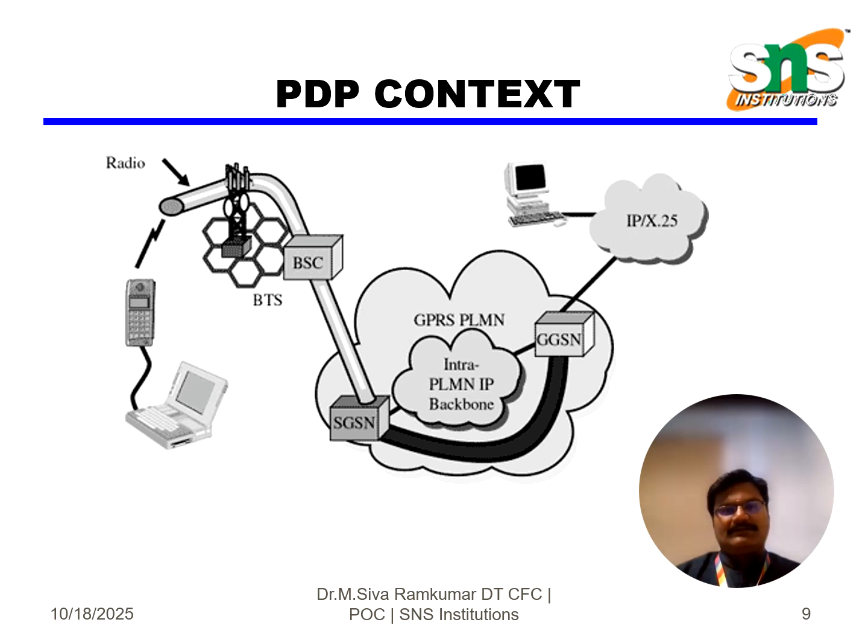Here's how the PDP context actually works in the GPRS system. When a user connects to the internet, data travels from the mobile device to the BTS and BSC. From there, it reaches the SGSN, which manages the mobility and packet delivery. The data then moves to the GGSN, which connects the GPRS network to the external network like IP or X.25. The setup defines a complete communication path called the PDP context, enabling smooth and efficient mobile data transfer.